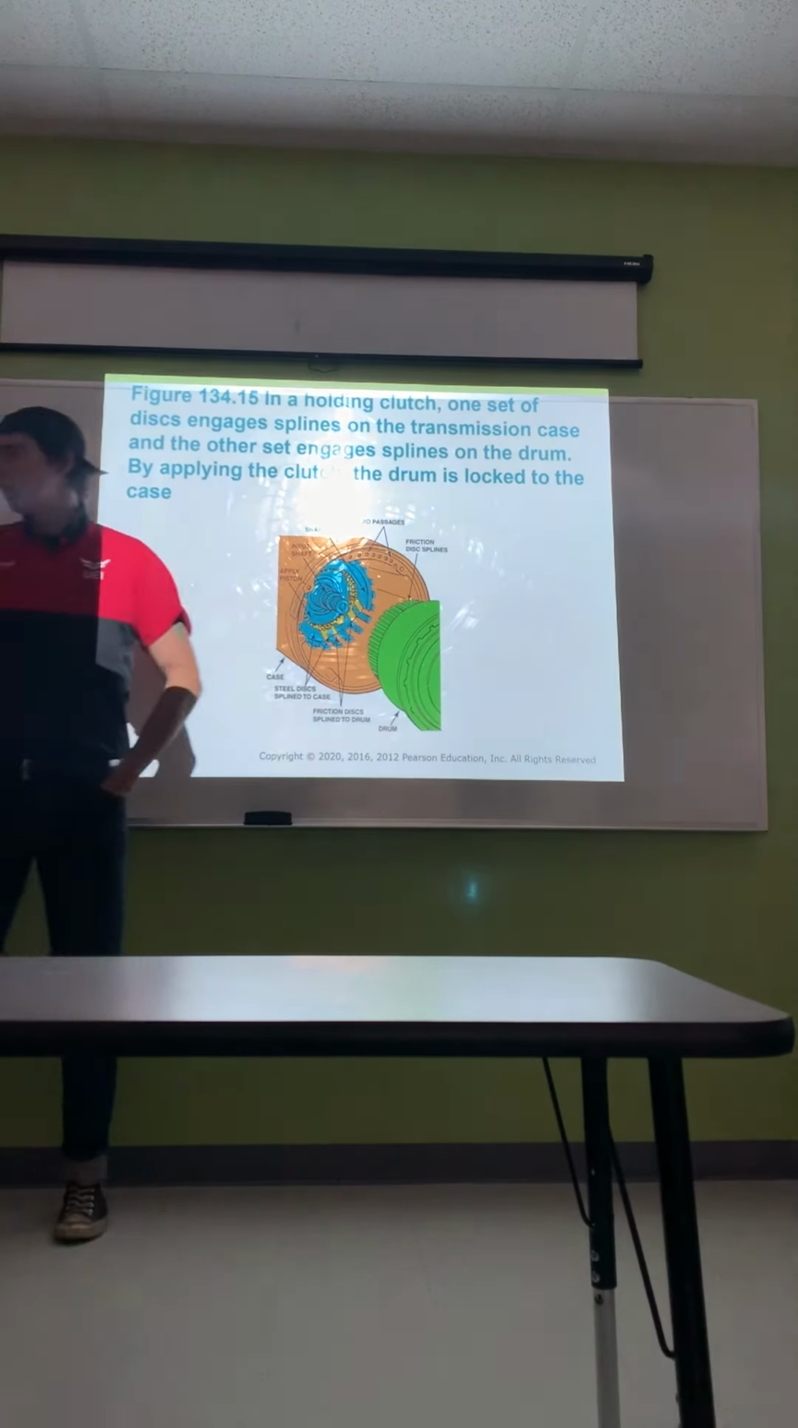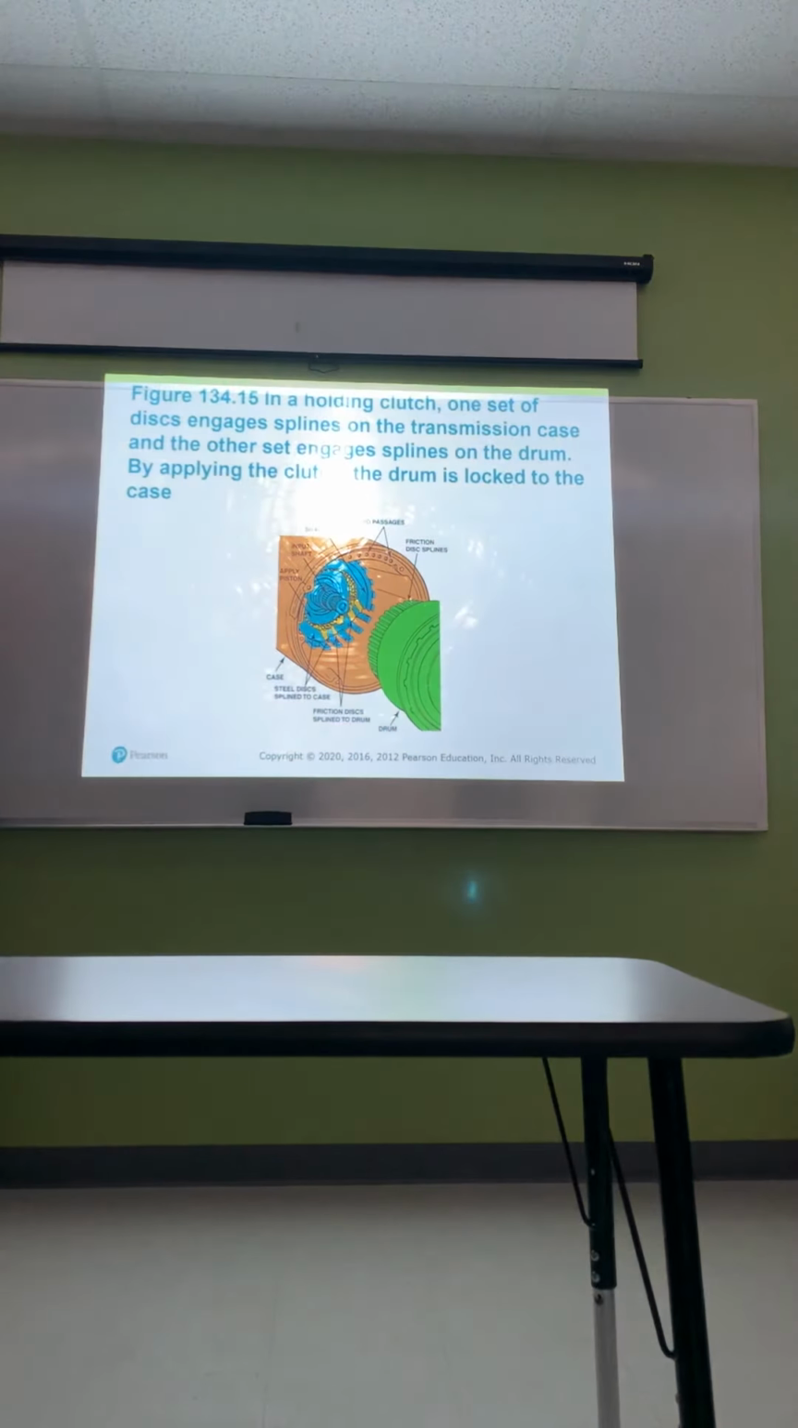In a holding clutch, one set of discs engages splines on the transmission case, and the other set engages splines on the drum. By applying the clutch, the drum is locked into the case.